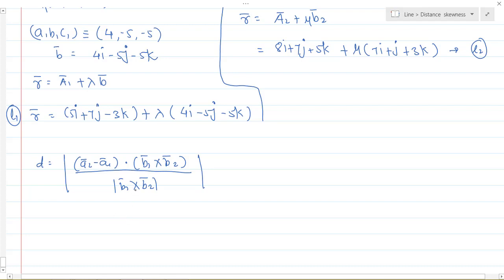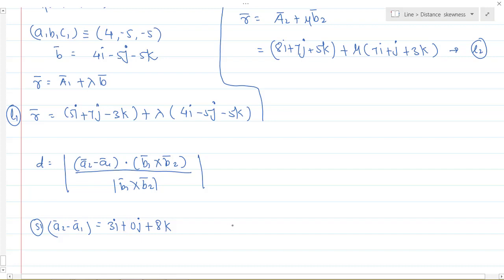Okay. So let's find out A2 minus A1. Step number 1 is to find out A2 minus A1 bar. So A2 minus A1 bar will be A2 minus 7. So this is my A2. So 8 minus 5 becomes 3i. Then 7 minus 7 becomes 0j. Then 5 minus minus 3 becomes 8k. Okay, so this becomes my A2 minus A1 bar.